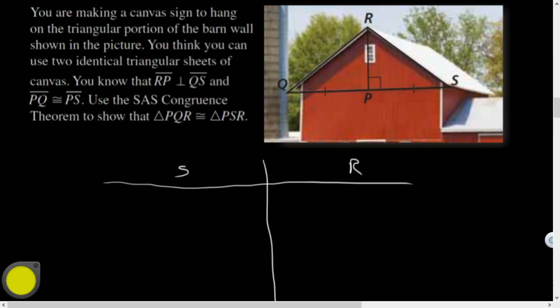Let's start with these. RP is perpendicular to QS, and PQ is congruent to PS are the givens. I don't make you rewrite those. So I've got this and this. I've got this. All right. What's something I can do? Now my goal is I'm trying to prove these 2 triangles are congruent.